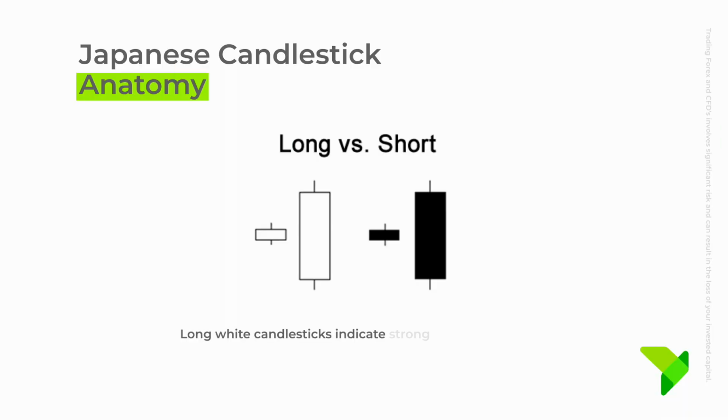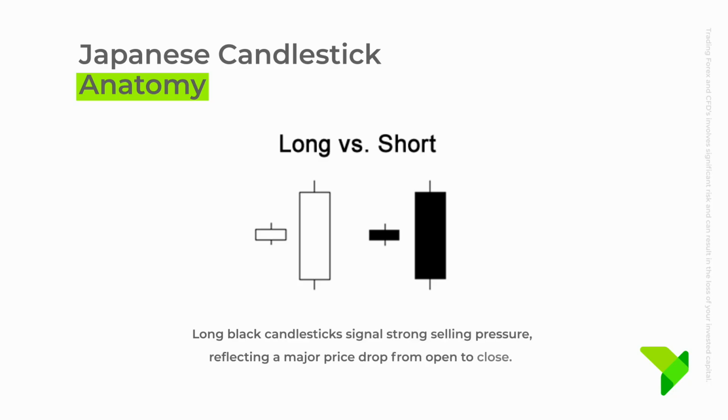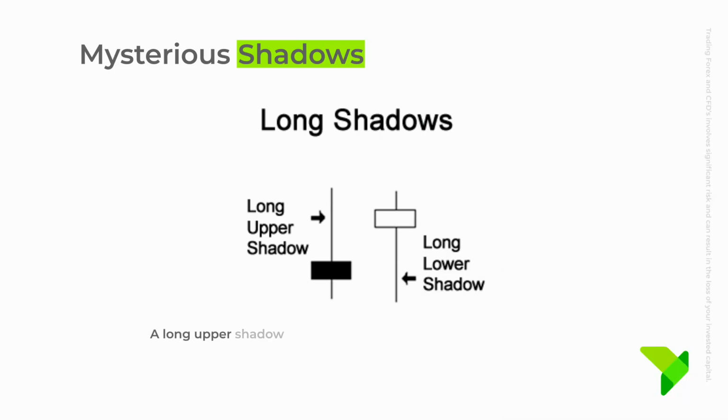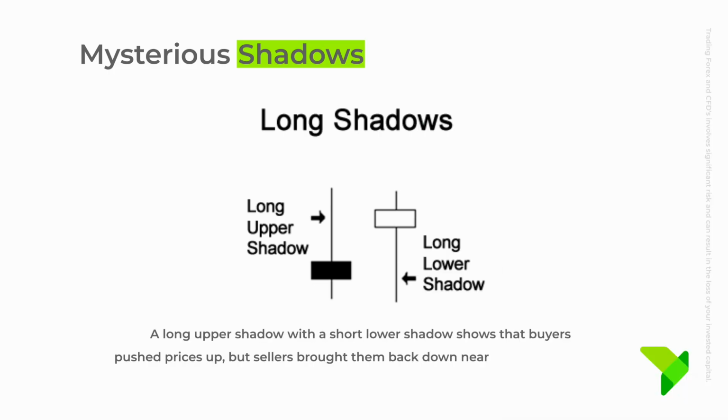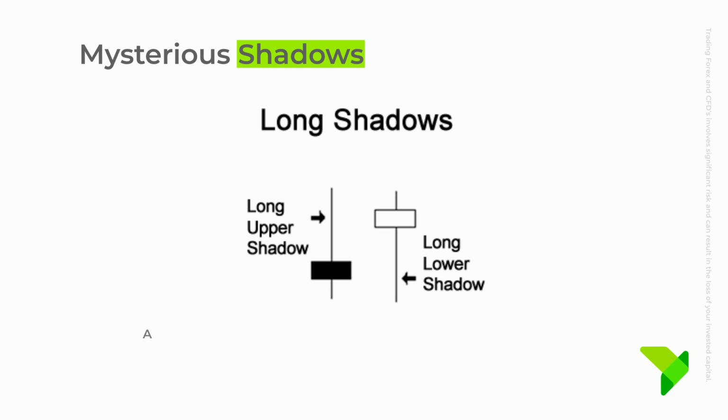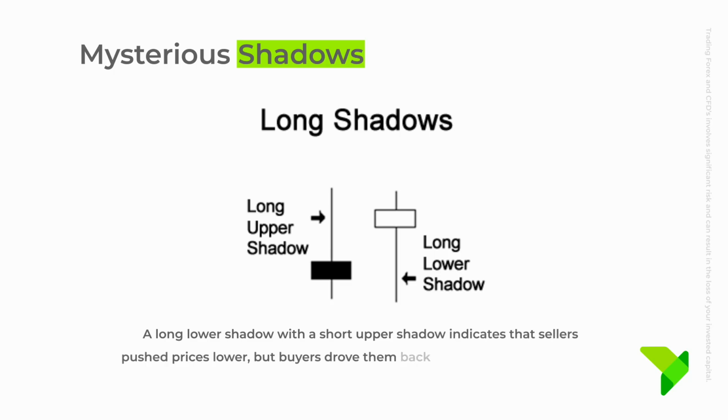Long white candlesticks indicate strong buying pressure, showing a significant price rise from open to close. Long black candlesticks signal strong selling pressure, reflecting a major price drop from open to close. A long upper shadow with a short lower shadow shows that buyers pushed prices up, but sellers brought them back down near the opening price. A long lower shadow with a short upper shadow indicates that sellers pushed prices lower, but buyers drove them back up near the opening price.